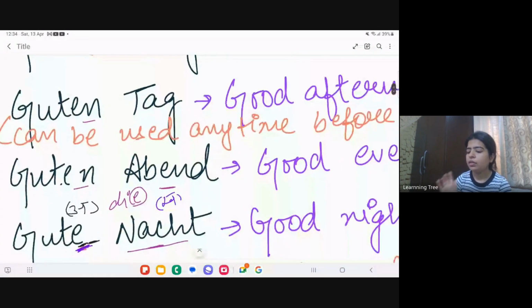Now one thing, although guten Tag means good afternoon, guten Tag is a greeting that you can use any time before evening. Because if we literally translate, it becomes good day. So we can say good day in the morning also. So yeah, it's your call. You can also say Guten Tag in the morning. So Guten Tag is a greeting which you can use any time but before the evening.